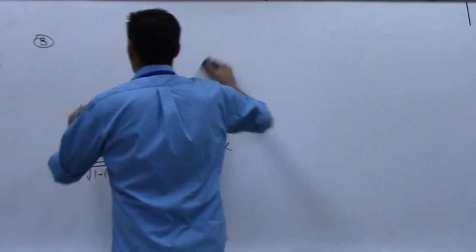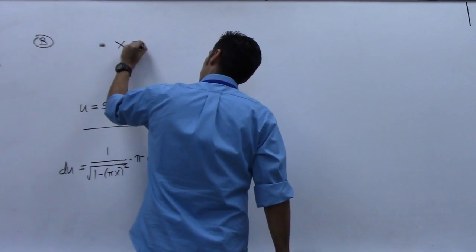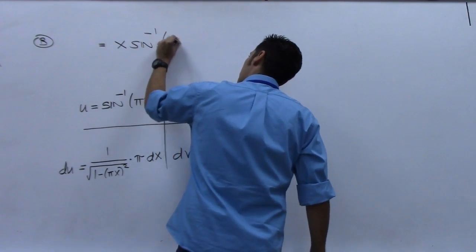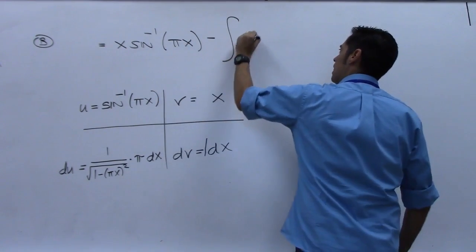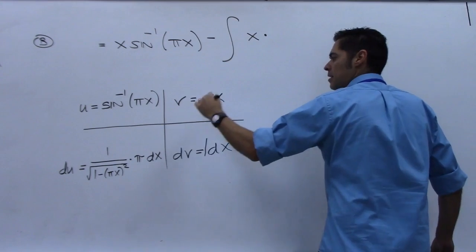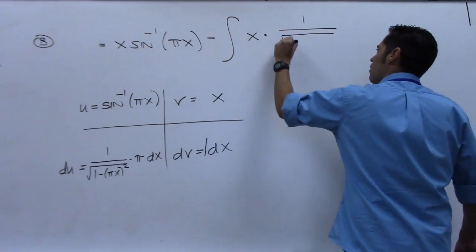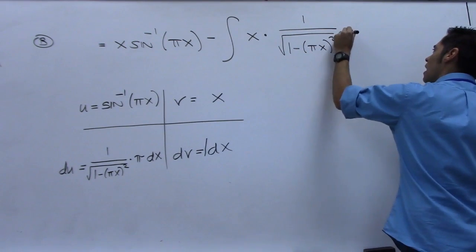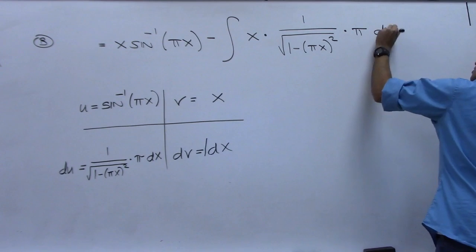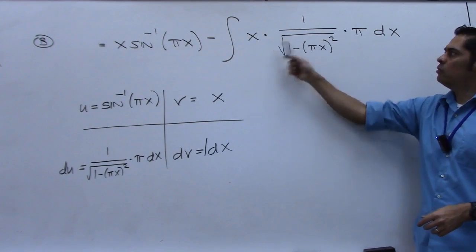The original integral is equal to u v minus the integral of v du, which was 1 over the square root of 1 minus (pi x) quantity squared, times pi dx. Everyone see v du there?